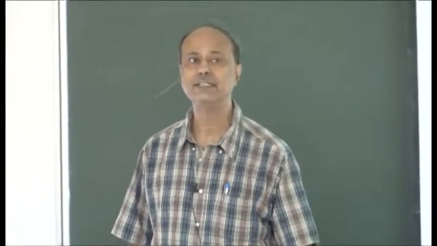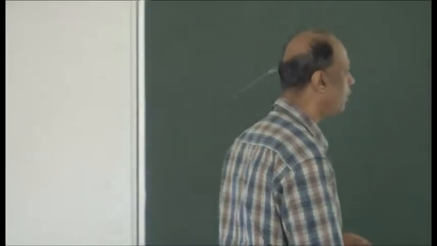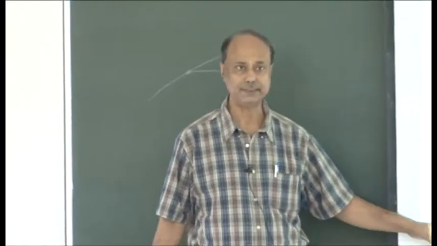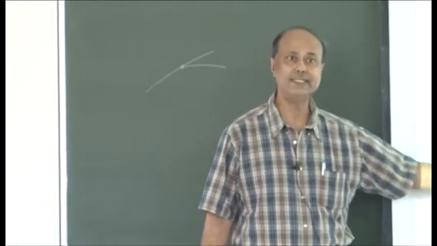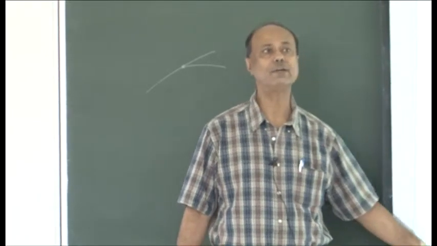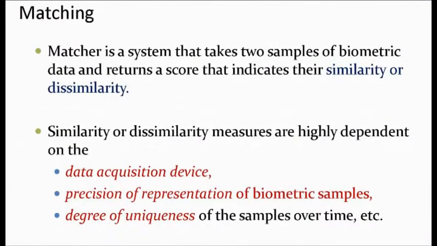Third one is the degree of uniqueness, right. Whatever features you are taking, are they unique? How long these properties will be maintained has to be studied carefully. So, degree of uniqueness is also an important parameter. So, the similarity and dissimilarity are mainly dependent on these parameters. So, you have to be a little careful while designing your matching algorithms.